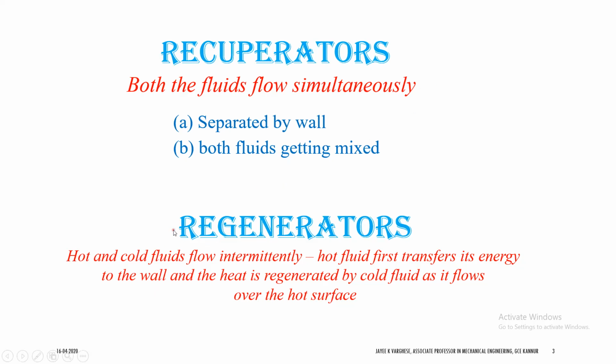In another type of heat exchanger, even though it is not very common in usage nowadays, these are called regenerators. In regenerators, the hot and cold fluids will be flowing on the same surface intermittently. That means first the hot fluid will be flowing over a surface, exchanging its heat to the surface. The surface gets heated up, and then cold fluid will be flowing over the hot surface and receiving the heat, and will in turn be heated up. This is what we call regenerators. Regenerators are not very common nowadays.